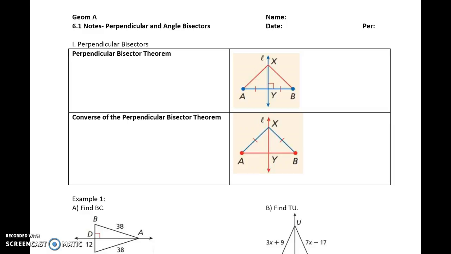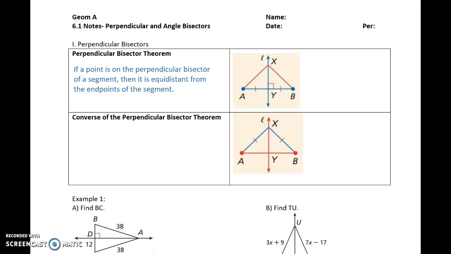It basically tells you that if you have a perpendicular bisector, then the endpoints of a segment are equidistant to that perpendicular bisector. So let's write it down first and then look at the picture and see what that means. Again, this basically says if a point is on the perpendicular bisector of a segment, then it is equidistant from the endpoints of the segment, creating a triangle. So that's where the triangle comes in here.